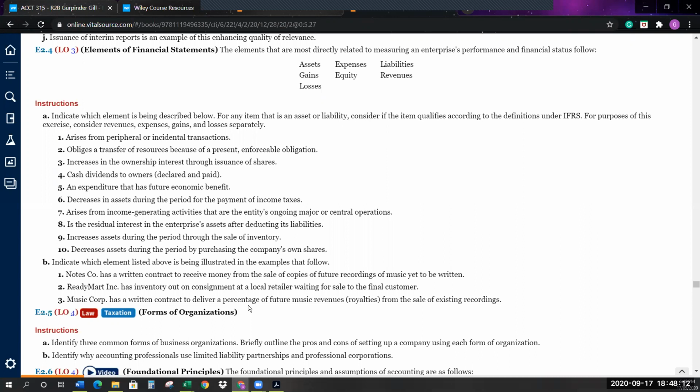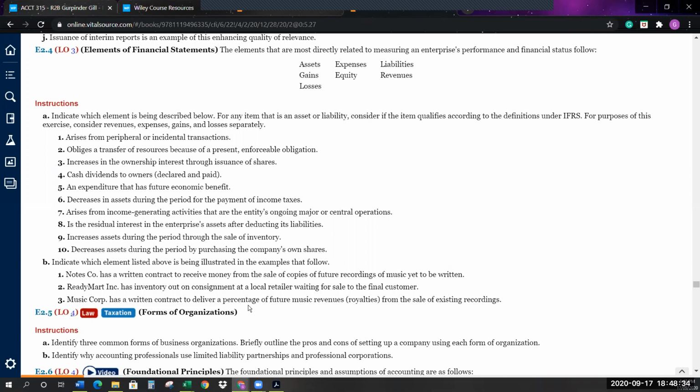Same thing with number 4. They are talking about the cash dividend to the owners, which is declared and paid. Anytime the cash dividend is paid, it reduces your equity. So that change is captured in the changes in equity statement, but in this case, your equity will go down. Number 3, your equity goes up. Number 4, your equity comes down.